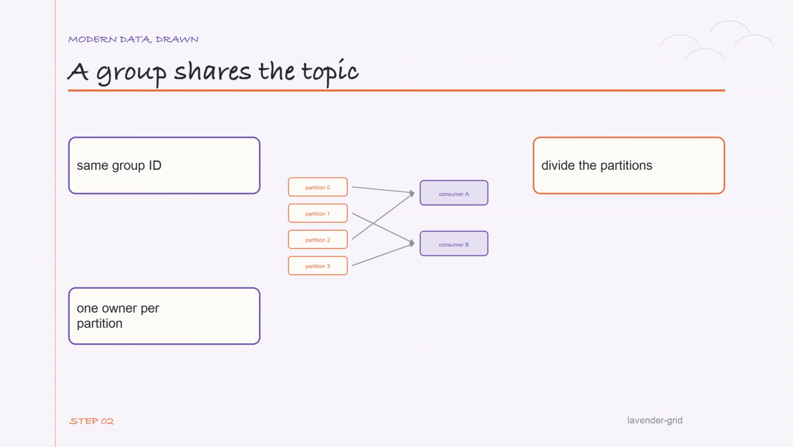Consumers using the same group id form a consumer group. Kafka assigns each partition to exactly one consumer in that group at a time. Here is the simple picture to keep in mind. Same group ID. Then divide the partitions. Then one owner per partition.